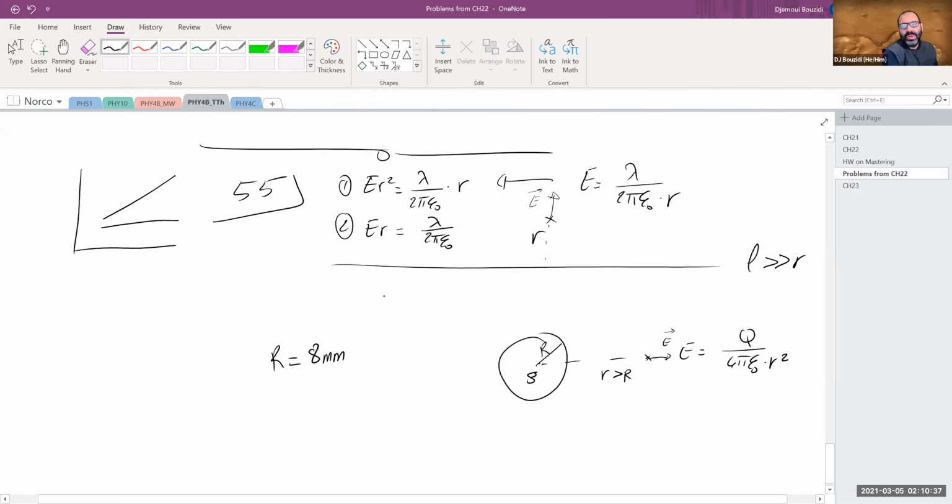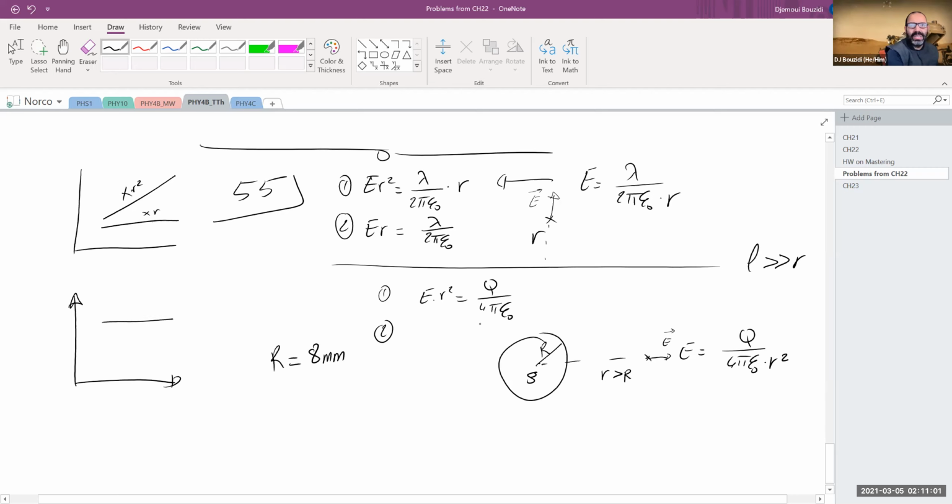The same thing, they said to do the same 2 graphs for the sphere. If I take this one and multiply it by R squared, E times R squared is going to be Q over 4 pi epsilon naught. So this is going to be a constant. The graph multiplied by r squared is going to be a line in this case. So it's the opposite of the other graph that I know. This is actually a sphere.